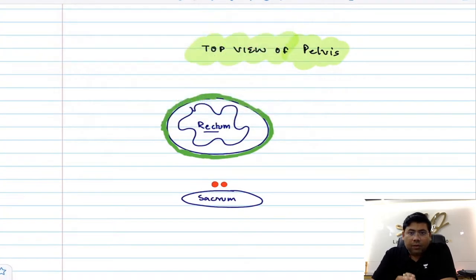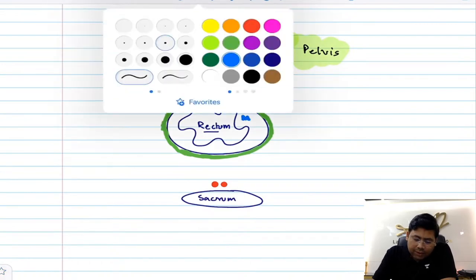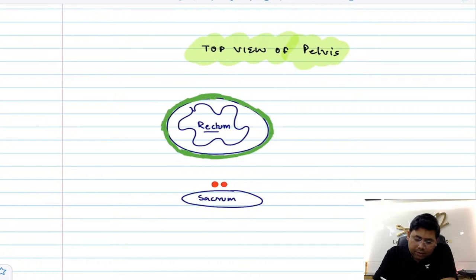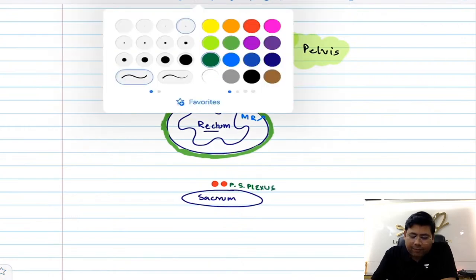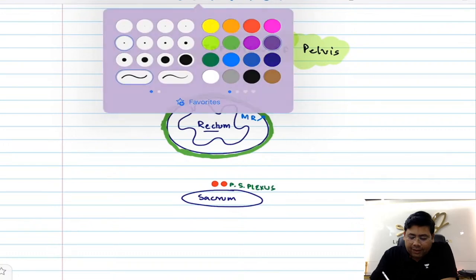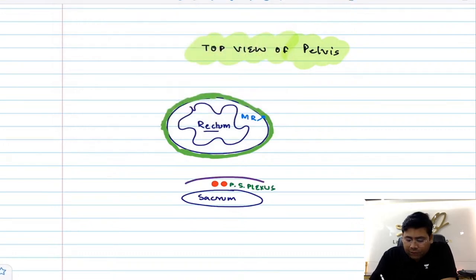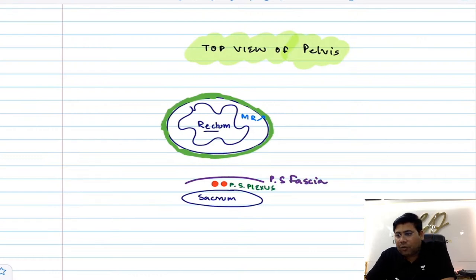This is simple. So this is mesorectum. I'm just going to decrease the size of my cursor. So this is the mesorectum that you are seeing in front of you. Now this is the presacral plexus, and in between this mesorectum and presacral plexus we shall find the standard fascias. What is this fascia, students? This is presacral fascia. I hope you can understand the top view.